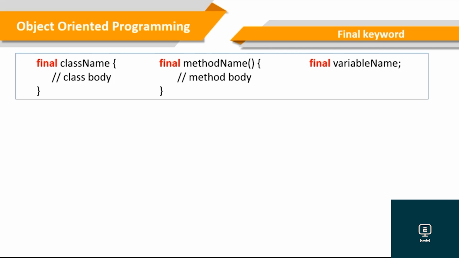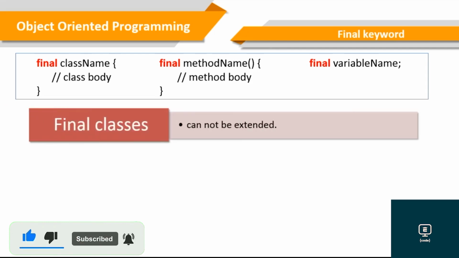In this section, we will look at what the final keyword actually means for classes, methods, as well as variables. The final keyword can be implemented in classes, methods, and variables. Final classes cannot be extended. So if we try to inherit from a final class, we get a compile error. Java core libraries have many final classes.